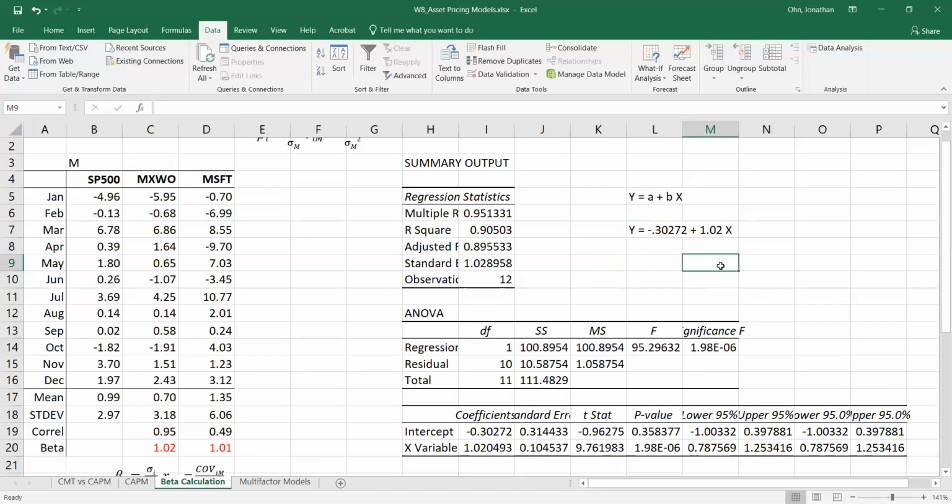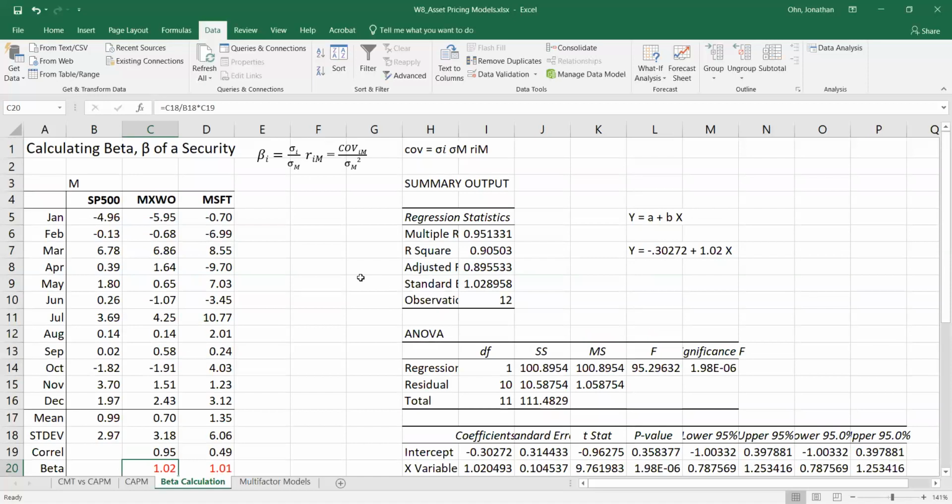And the estimated slope here on this regression analysis, this one, 1.02, that is the beta of your stock, which is 1.02. This is the second way to estimate beta. And let's do the regression, same thing for Microsoft.